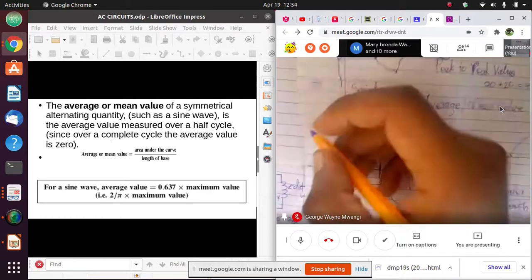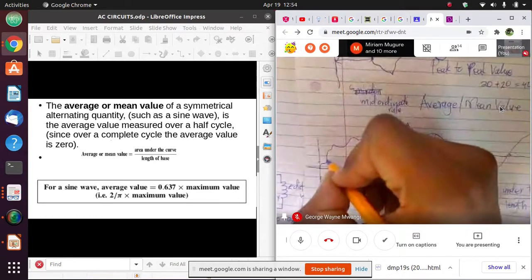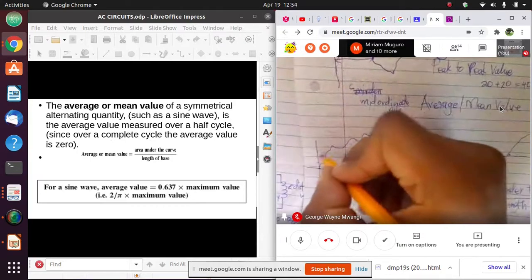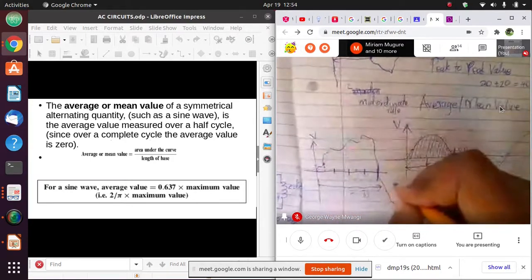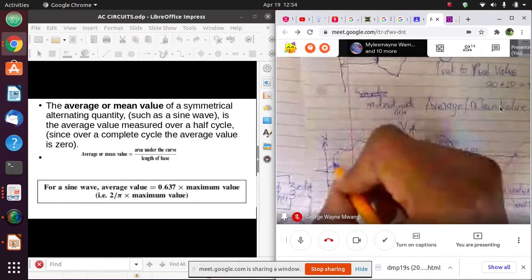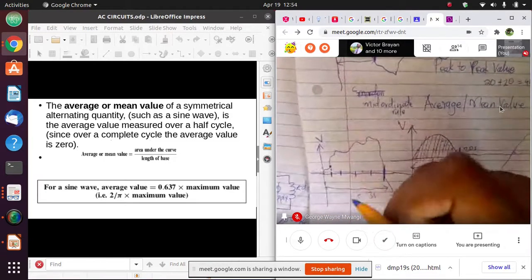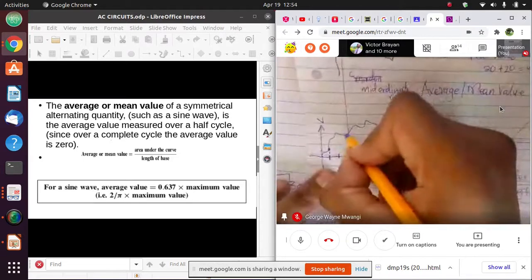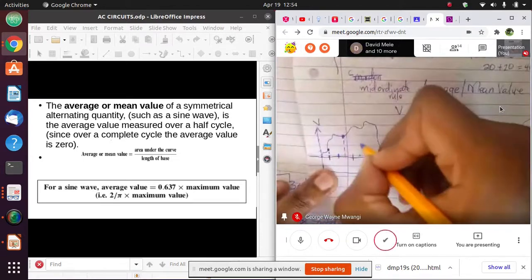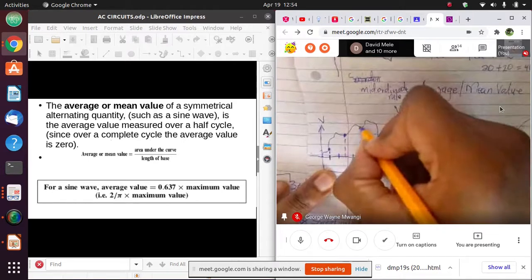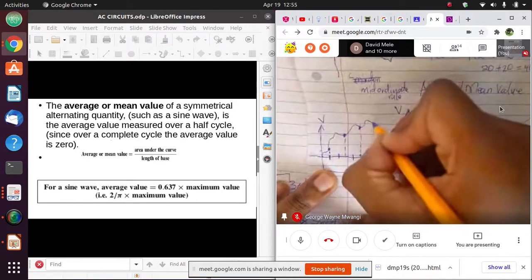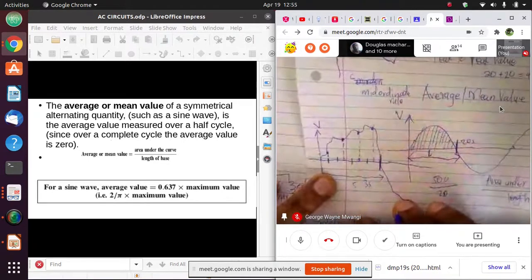So I will take the instantaneous value of that quantity. Let's say this is voltage. I will take the value of that voltage at that point, at the center of that interval. At the center of that interval, nitachukua the value. At the center of each interval, nitachukua a value. Sawa.